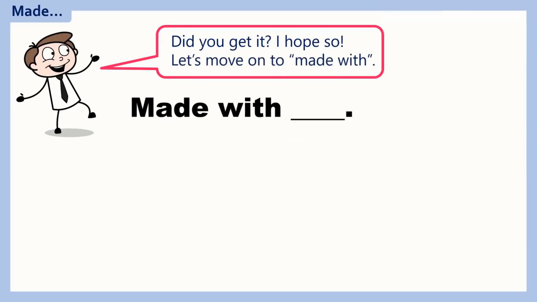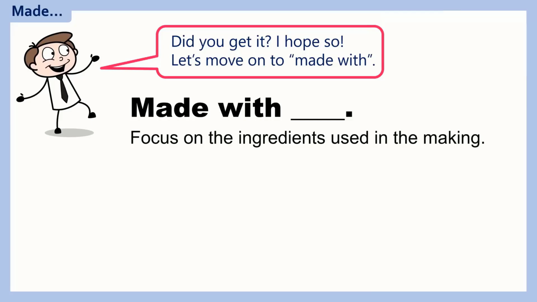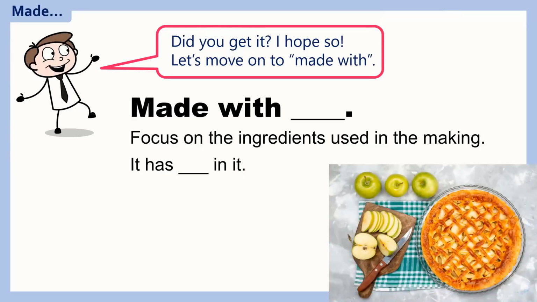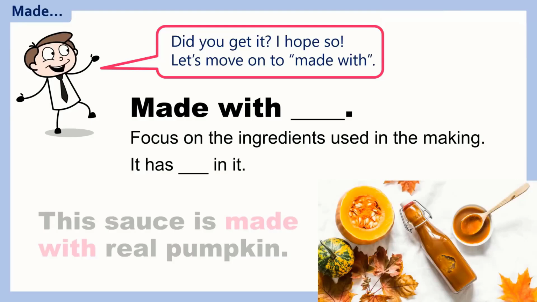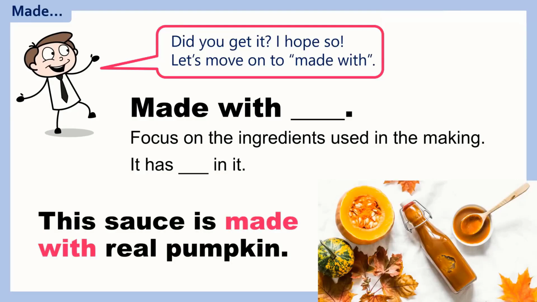Now let's move on to made with. Made with focuses on the ingredients or the different parts used in the making of something. Okay? So you could say it has X in it, it has something in it. For example, the pie. Okay? So you could say this pie was made with our own apples. Here's another example. This sauce is made with real pumpkin.